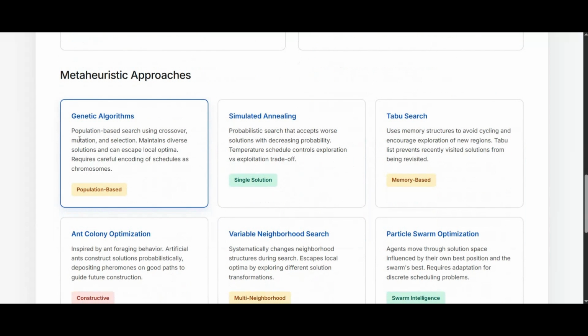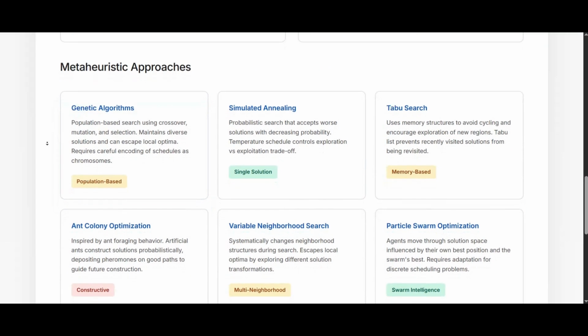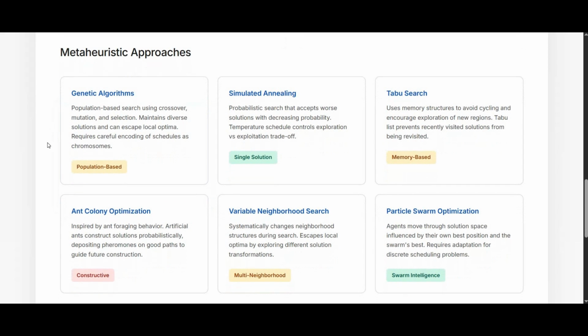Okay, now, since exact methods can be too slow for large-scale scheduling, metaheuristic approaches come into play. These are more general strategies that guide the search for good solutions without guaranteeing the absolute best one. Genetic algorithms are population-based. They use ideas from evolution, like selection, crossover, and mutation, to gradually improve solutions. It's like evolving better schedules over generations.